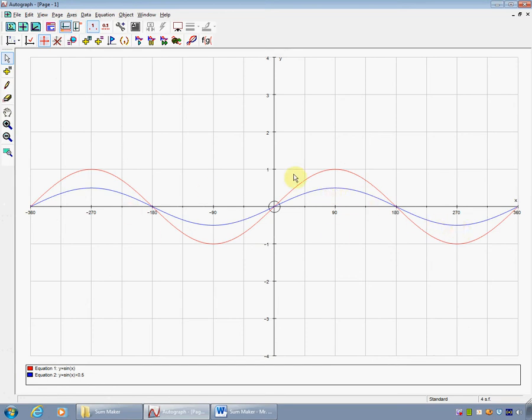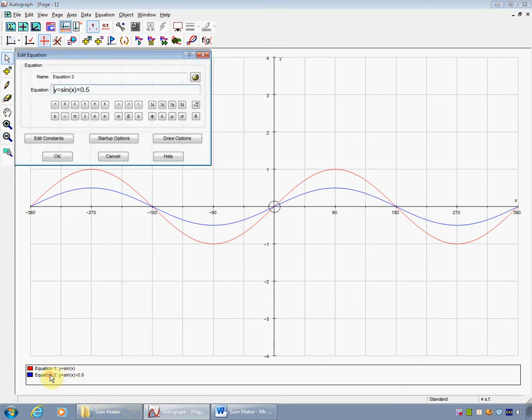So if we're multiplying our function outside of the brackets, it affects how we're stretching it in our y-axis. And if we're multiplying it by something that is bigger than 1, it will actually stretch it to make it look bigger. And if we're multiplying by a decimal that's smaller than 1, it will actually squash it down.